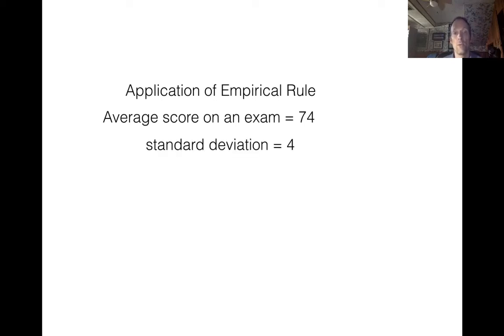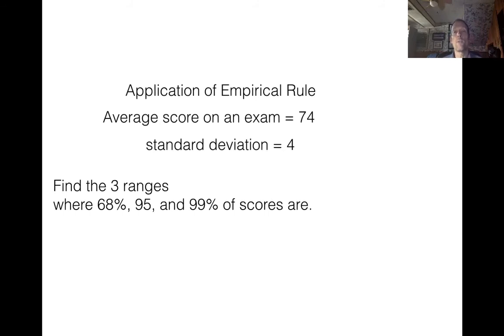Okay, so let's try out the empirical rule then. If we have our examination scores and our average score on the test is a 74 with a standard deviation of 4, we're going to find the 3 different ranges where we're going to get 68% of all our test scores, 95% of all our test scores, and 99% of all our test scores. So take a few minutes, see if you can figure out between what 3 ranges you're going to get all these 3 percentages.